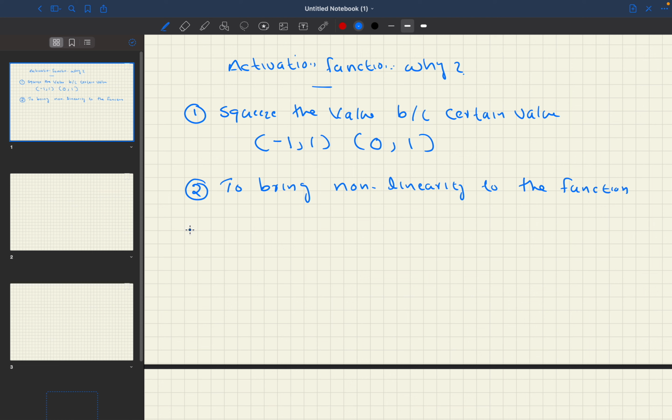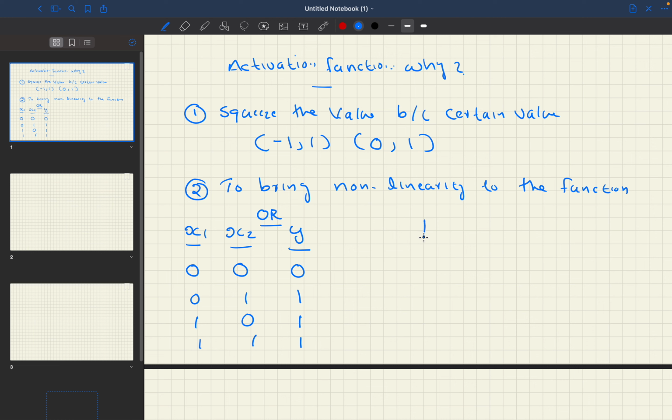Consider an OR function. Consider x1 and x2 as the two inputs. If we have 0 0, 0 1, 1 0 and 1 1, what will be the result? If it is OR, then 0 0 will be 0, 0 1 will be 1, 1 0 will be 1, and 1 1 will be 1. So how can we represent this in a graph?